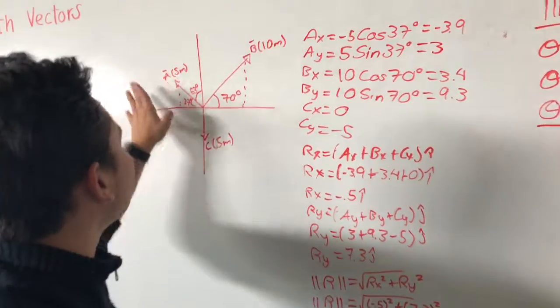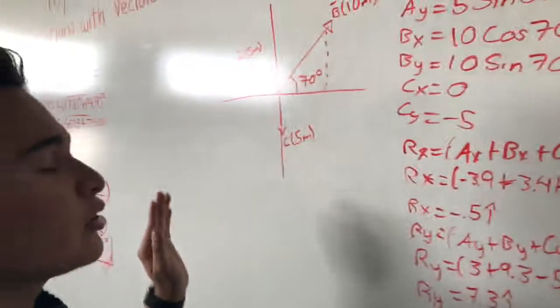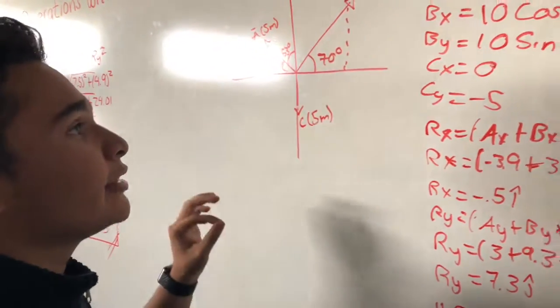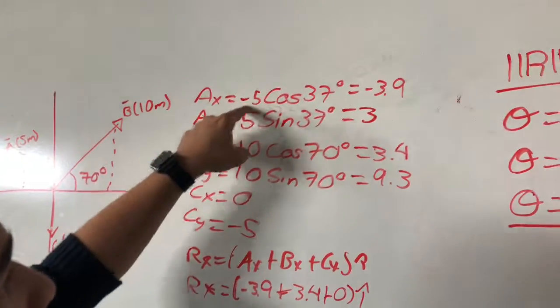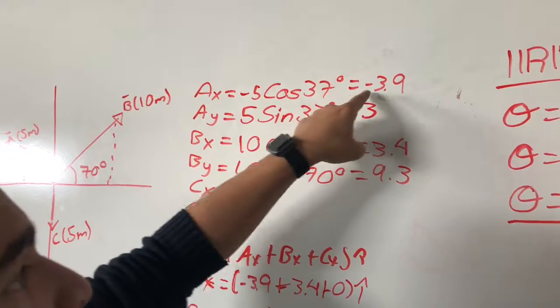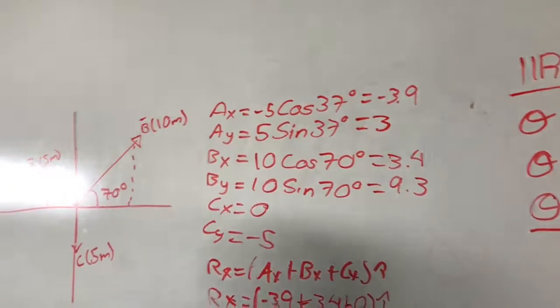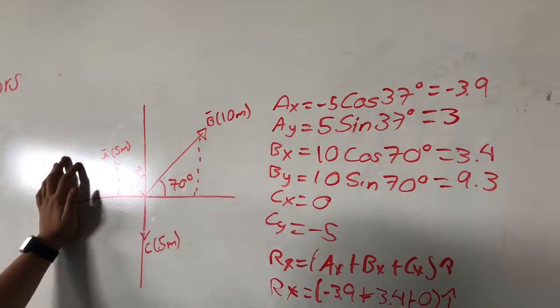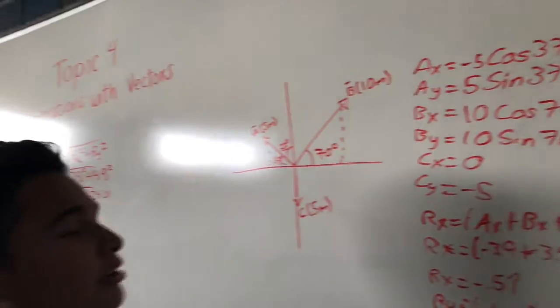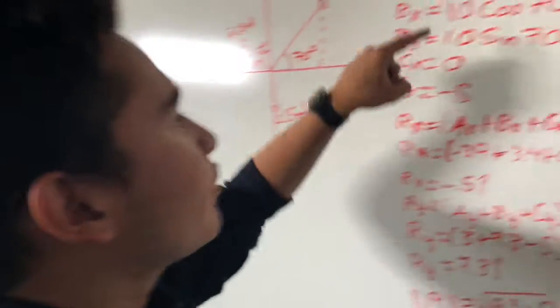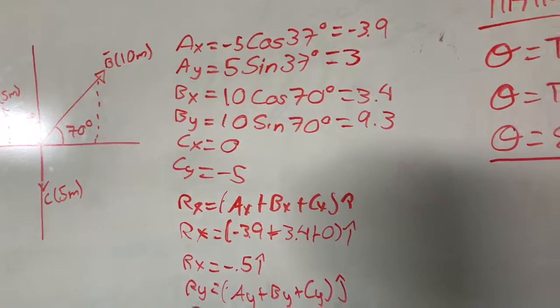For example, in here it's 5, but it's going to the left, so it's negative in x. So it's minus 5 cosine of 37, that is going to be minus 3.9. The next one is Ay, that is going to be positive because it's going upwards. So it's going to be 5 sine of 37, that is 3.